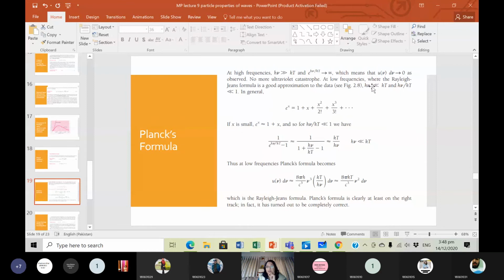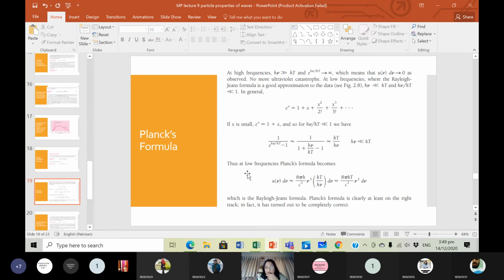For low frequencies, h nu is much less than kT. If we divide by kT, h nu over kT will be much less than 1. We also know the Taylor expansion of the exponential e to the power x is given by this formula. If x is very small, which means very small frequencies here, and x is h nu over kT, then e to the x becomes approximately 1 plus x. So 1 over e to the power h nu over kT minus 1 will be approximately 1 over 1 plus h nu over kT minus 1. The 1s cancel, and this will be equal to kT over h nu.